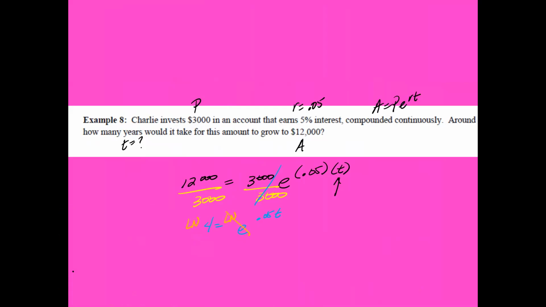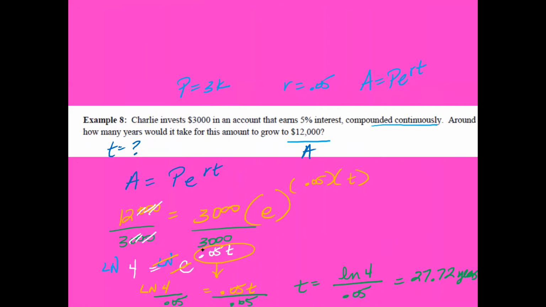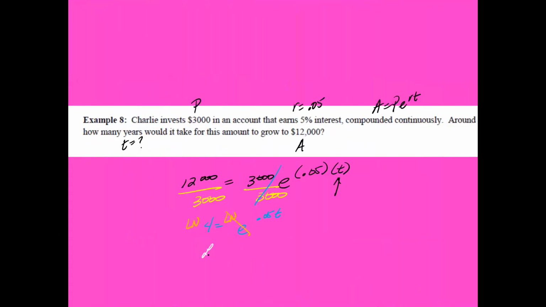Ln and e cancel. If you grab your calculator, what is ln 4? That's going to give you a decimal. So whatever ln 4 is, you put ln 4 equals, you bring this down, 0.05t, divided by 0.05 on both sides, and t is going to give you 27.72 years. So if you want to invest 3,000 and make it 12,000, it's going to take you a little bit. It's going to take you 27.72 years, so right around retirement age.